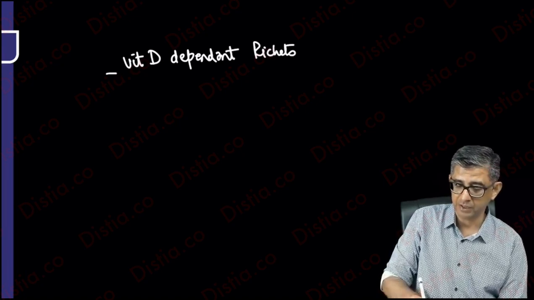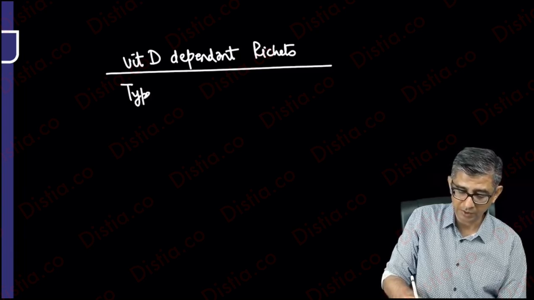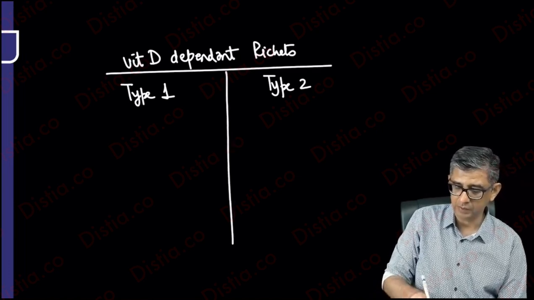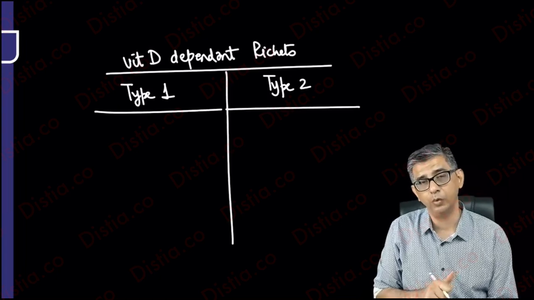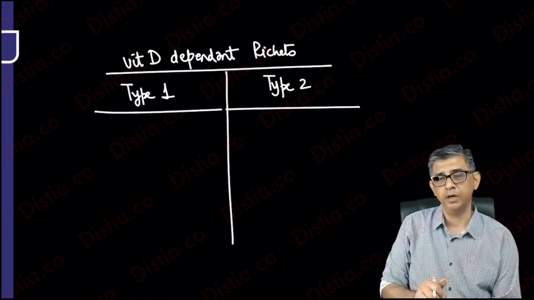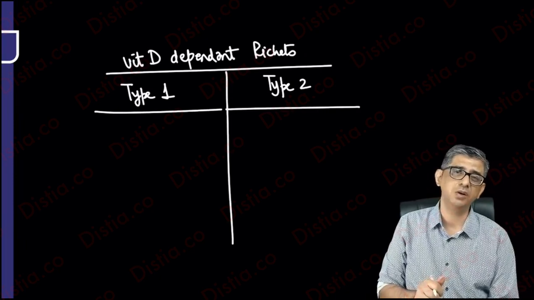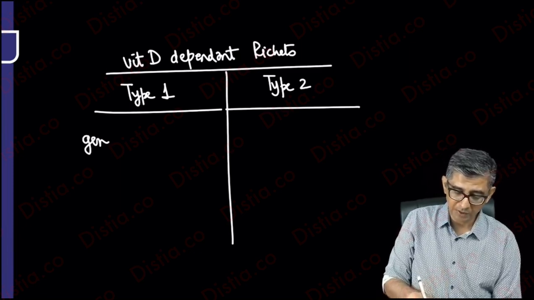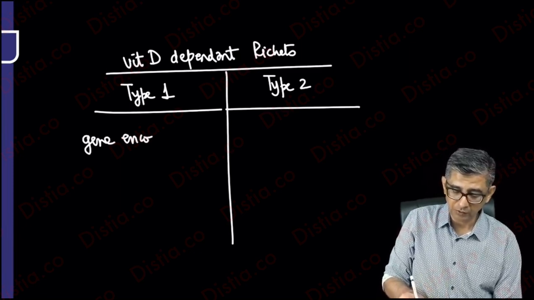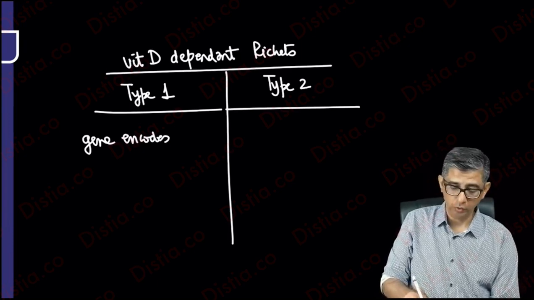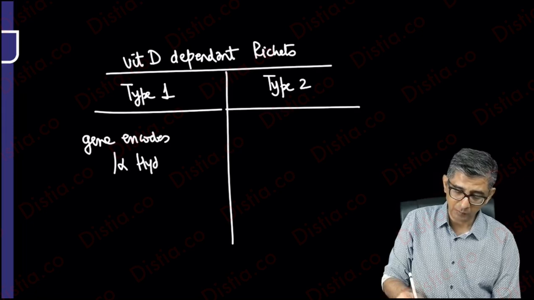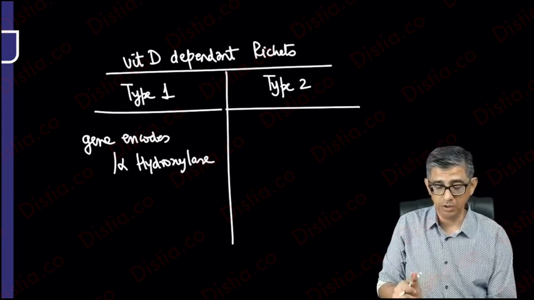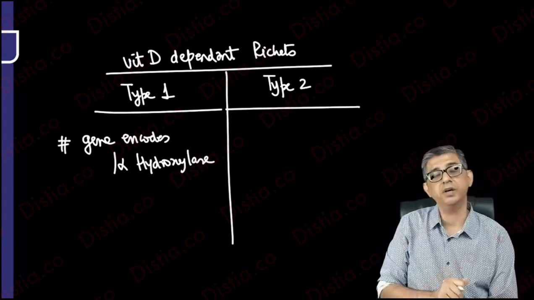D dependent rickets. So let's have a quick look at this table, get the facts right for vitamin D dependent rickets as well, that is with respect to type 1 and type 2. Type 1, the vitamin D dependent rickets, was also previously called pseudo vitamin D resistant rickets. What's the problem in this case is that the gene which encodes for 1-alpha hydroxylase, I've told you 1-alpha hydroxylase is present in the proximal convoluted tubule of the kidney and helps in synthesis of vitamin D. The gene that encodes for 1-alpha hydroxylase is defective.